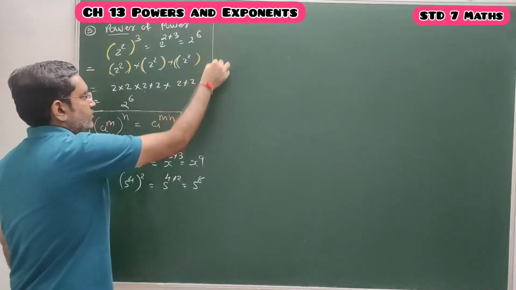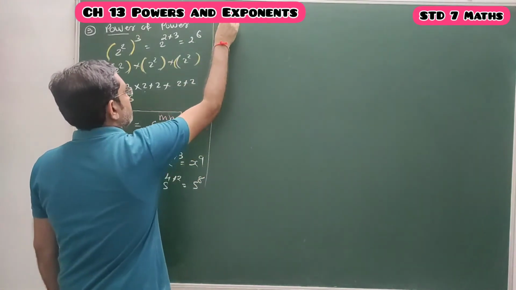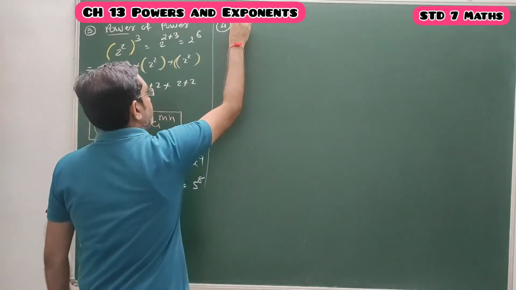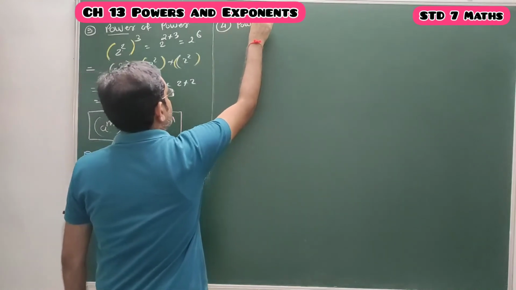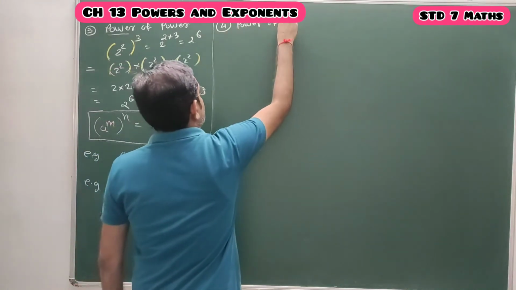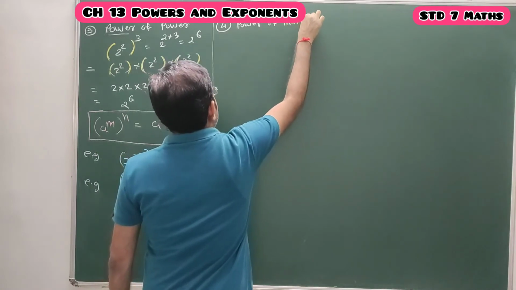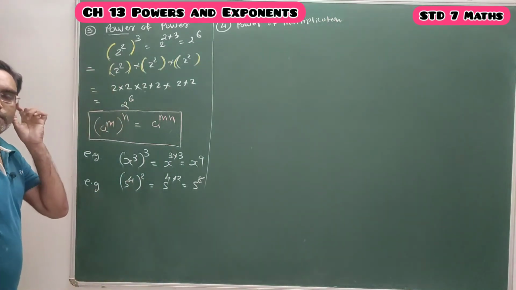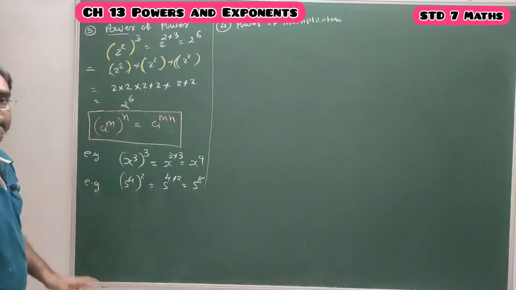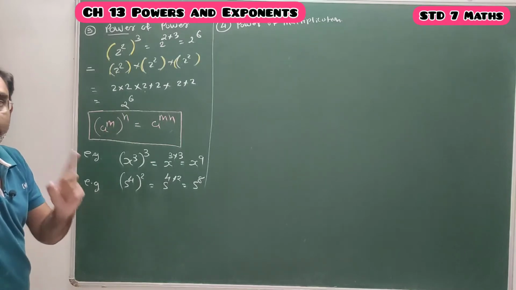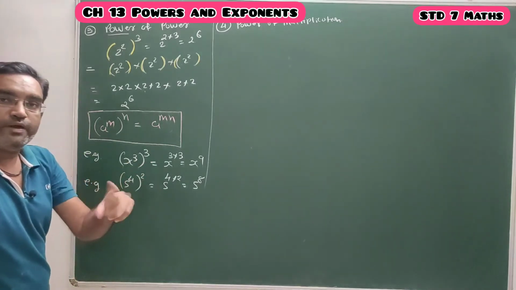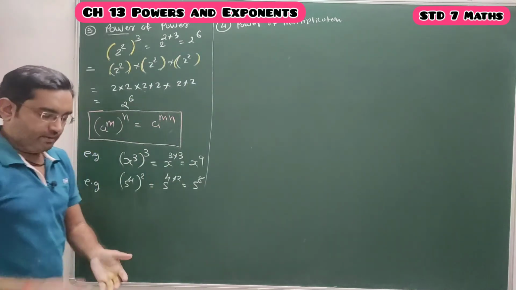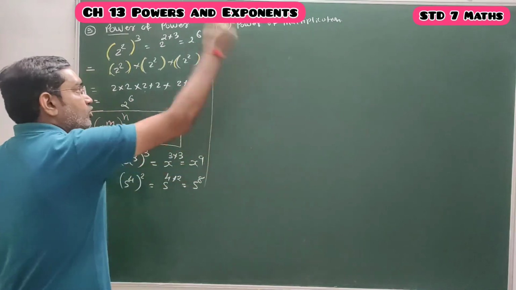Then the fourth law of exponent, that is power of multiplication. Don't get confused by the words. Power of multiplication. Check the first law. It's a multiplication of power. The first law is multiplication of power: two powers were in multiplication. And this fourth law is power of multiplication. That means two numbers are in multiplication and it has one power.